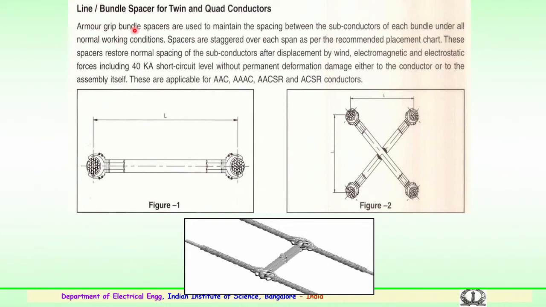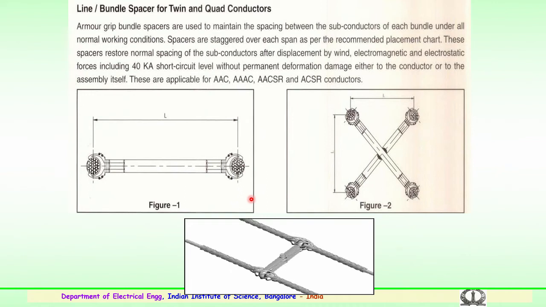So, armor gap bundle spacers are used to maintain the spacing between the subconductors, that is 45 centimeters, in each bundle under normal working conditions, and spacers are staggered over each span as per the recommended placement chart, which is given as per the international standards of the manufacturers and the utilities.